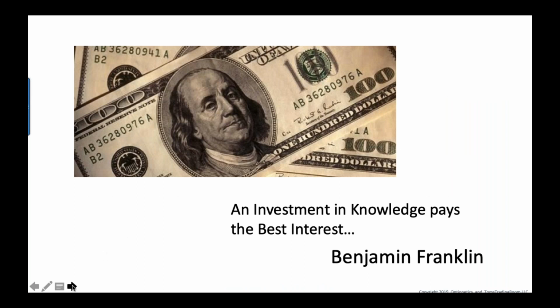Mike Wade, who is an Optionetics student and Optionetics instructor, and now a Tom's Trading Room instructor, had a really great quote that I just had to steal from him from a recent seminar. He said, Benjamin Franklin said this: an investment in knowledge pays the best interest. I can't agree with him more.